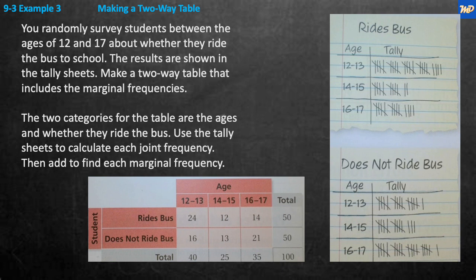Okay, so what they've shown you in the tally sheet over here is rides the bus and does not ride the bus. And then they have the age group from 12 to 13, 14 to 15, 16 to 17.